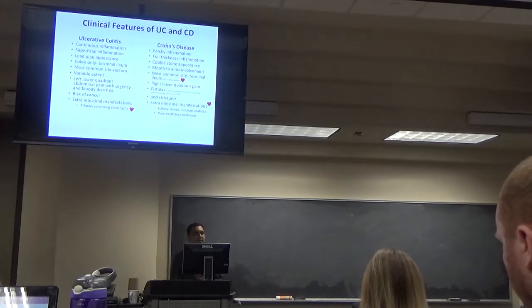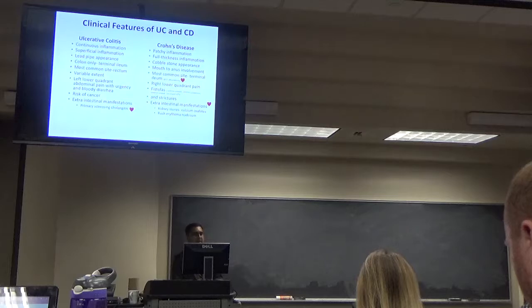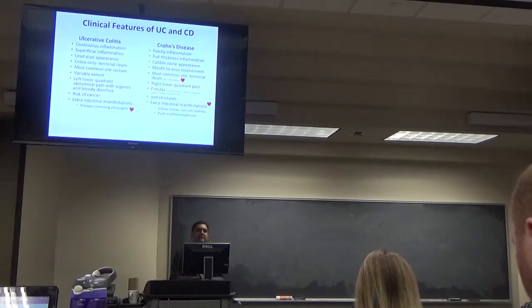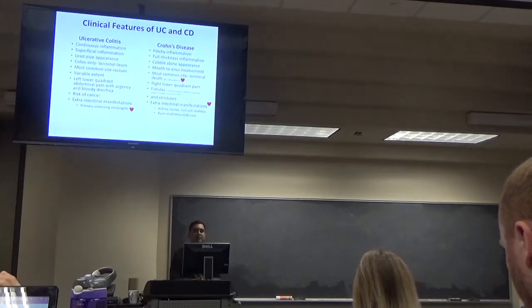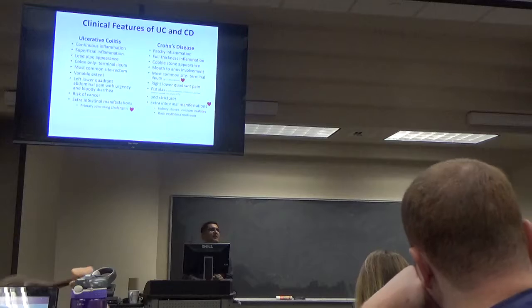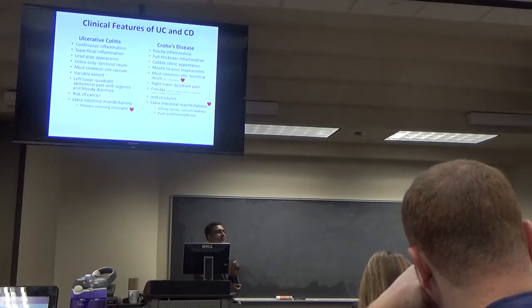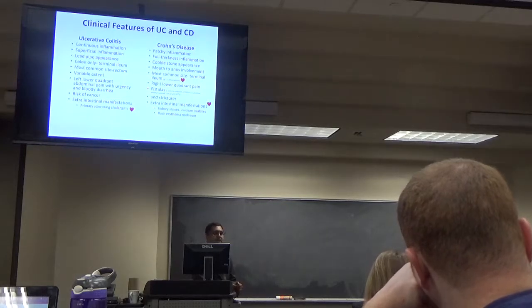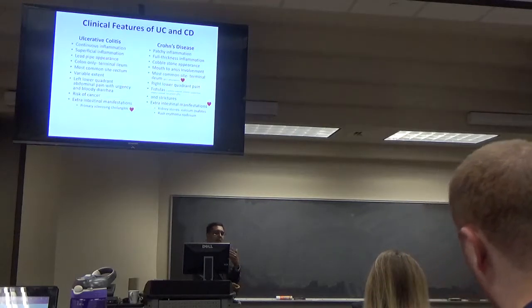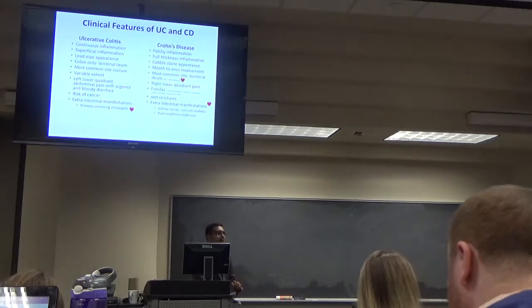So this is a summary of the clinical features of ulcerative colitis and Crohn's disease. We have talked about it, that it's a continuous inflammation, starts from rectum, goes all the way. Crohn's disease is patchy inflammation, skip lesions, transmural, full thickness inflammation. The most common site is terminal ileum. And which vitamin is absorbed in terminal ileum? B12.